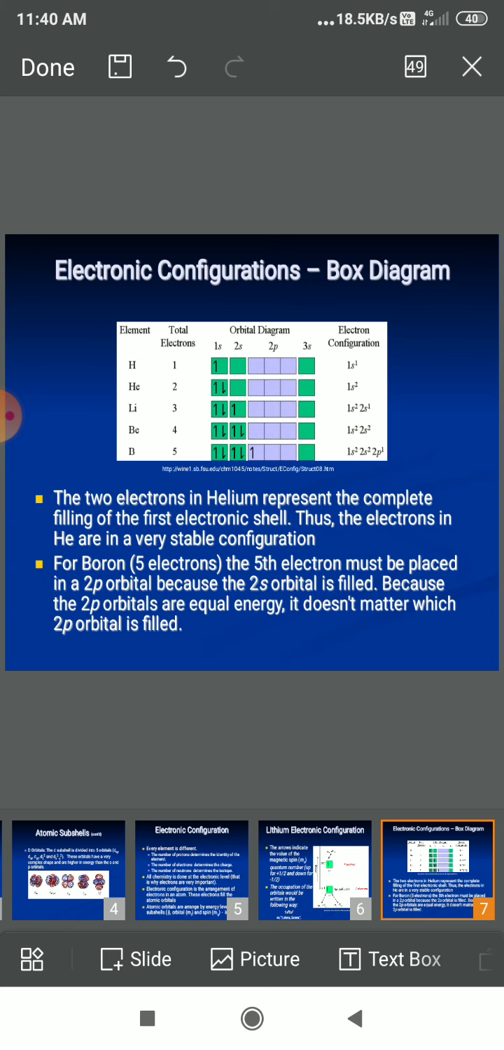The 2 electrons in helium represent the complete filling of the first electronic shell. Thus, the electrons in helium are in a very stable configuration. For boron with 5 electrons, the fifth electron must be placed in a 2p orbital because the 2s orbital is filled. Because the 2p orbitals are equal in energy, it doesn't matter which 2p orbital is filled.